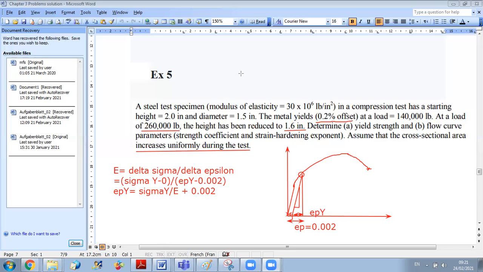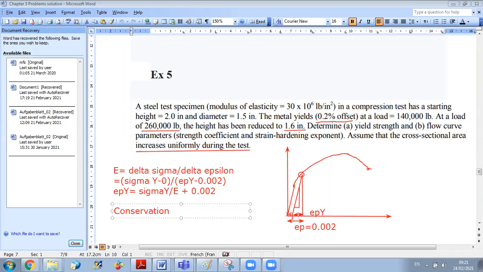Tell me how you solve this problem. What should you do? You have the concept of conservation of volume. Don't forget it. Always, when they say conservation of volume, it applies here.